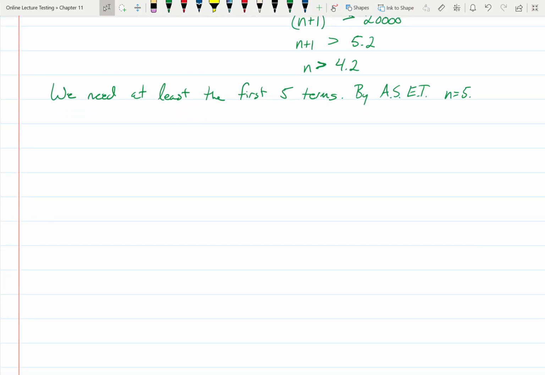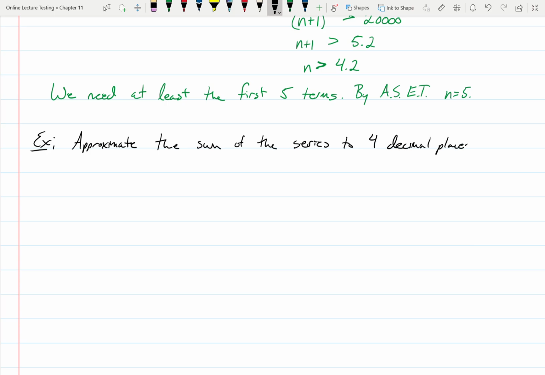So another example that we can deal with, once we've done that, is approximate the sum of the same series to 4 decimal places. Okay. So again, the series that we're looking at, as n goes from 1 to infinity, of -1 to the n plus 1 divided by n to the 6th.